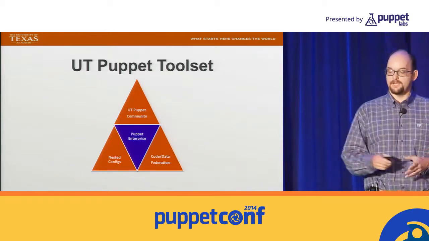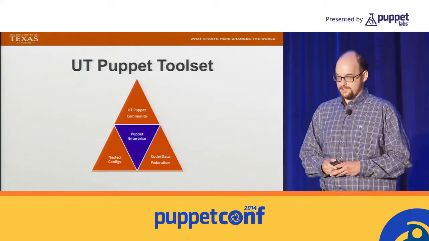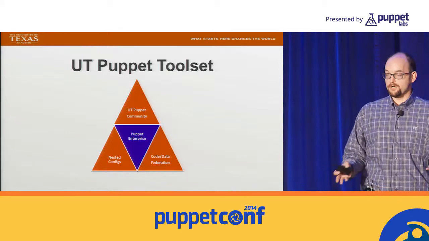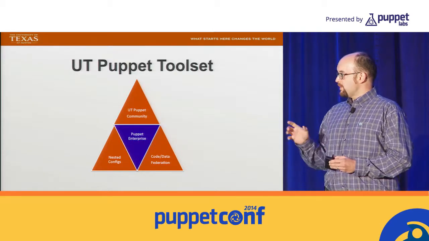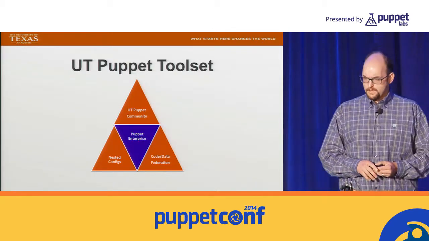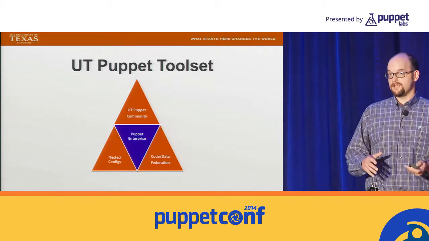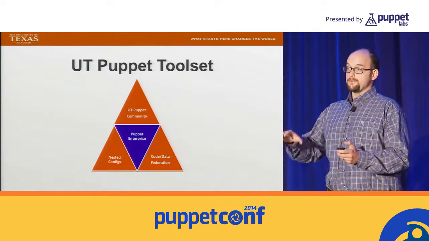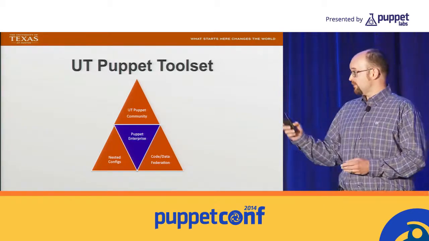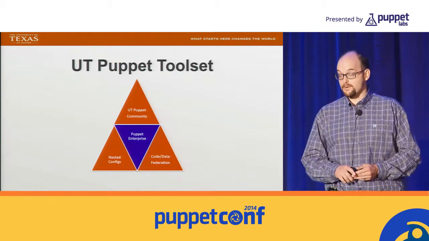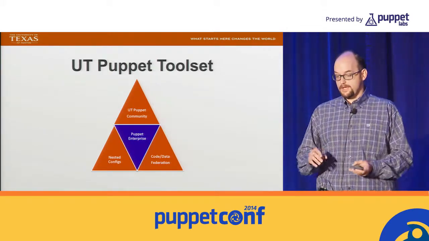And so the way that we did this was by implementing this wonderful PowerPoint graph that we call the UT Puppet Toolset. As you can see, the middle is Puppet Enterprise, right? That's the basic software package that we all know and love. But then we bolted on our own particular pieces. The top, and I would say the most important, was the UT Puppet community. That was the people power, all the things related to the people who are actually going to use the tool. The second was nested configurations, which I'll show you what we did in the enterprise console. And finally was the code and data federation, which we did via pulling Puppet code and Hiera data from different source repositories.